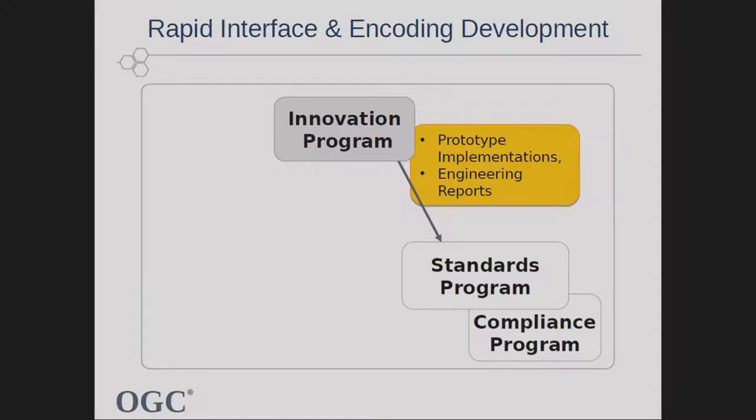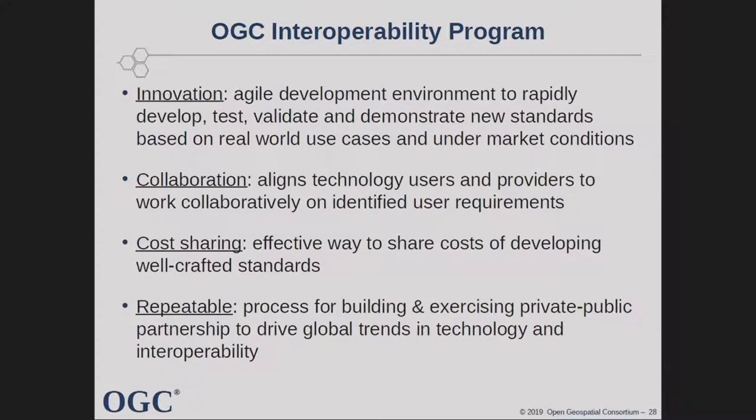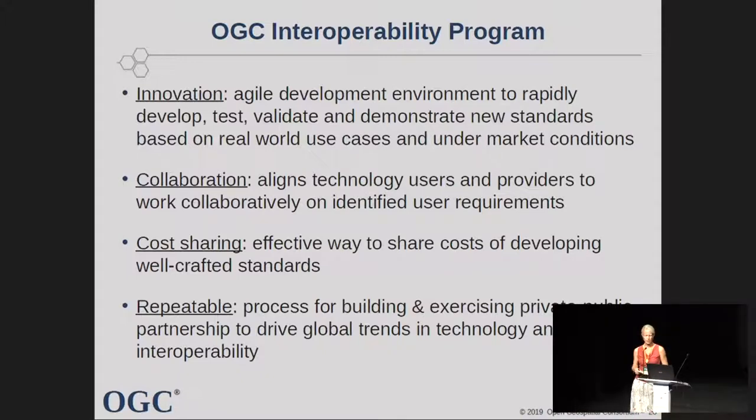Now we are looking at the innovation program. That's where prototype implementation takes place. The results of it are engineering reports. The innovation program is addressing real-world scenarios. And the idea is to have an agile development environment where we can rapidly develop, test, validate, and demonstrate the use of new standards in real-world use cases. So we have sponsors who have a requirement on interoperability. Remember the challenges ahead that are coming.